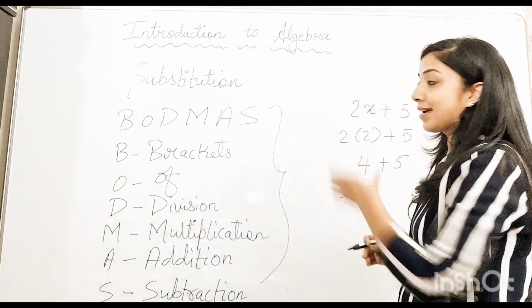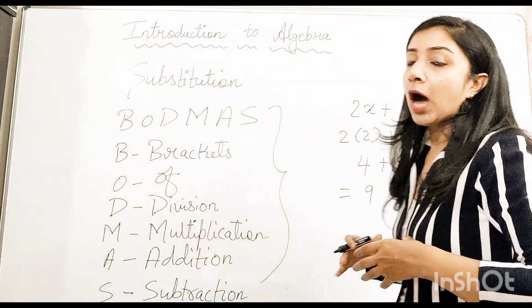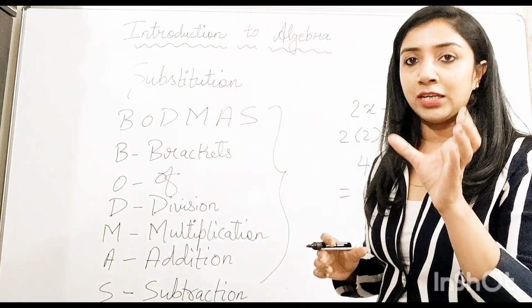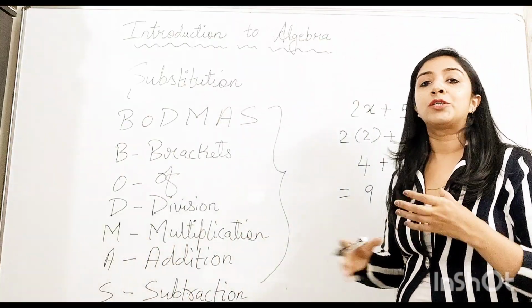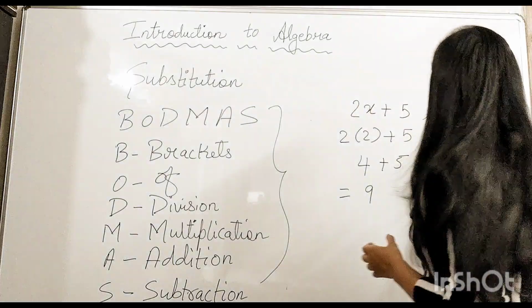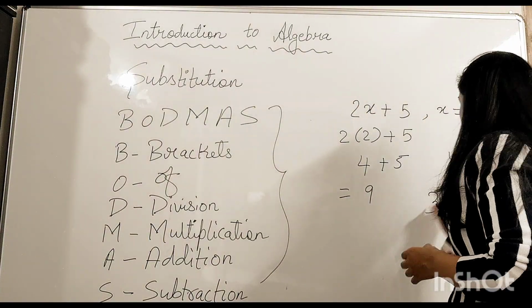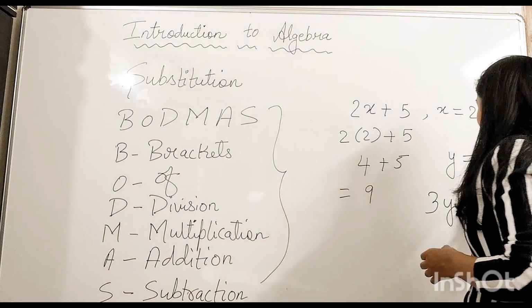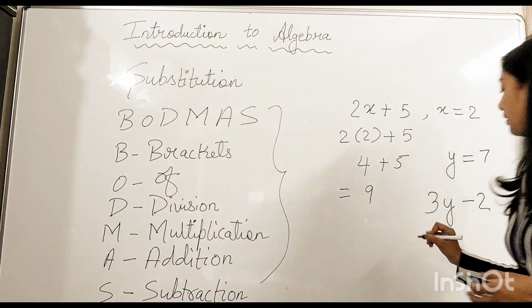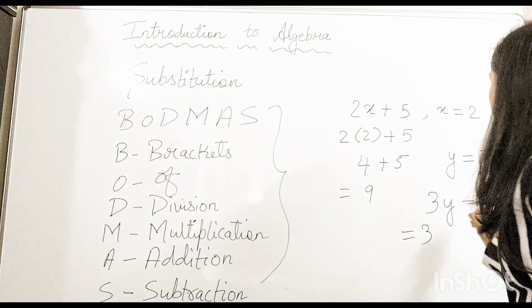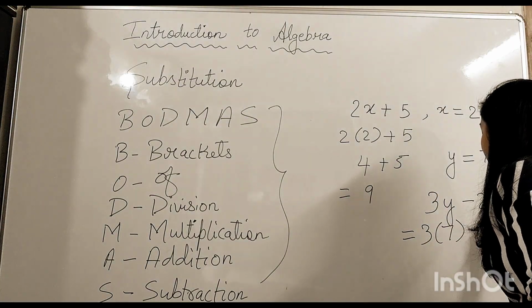Okay, now let's start with the substitution, where we need to understand how to calculate the value of a variable. If the value of the variable is already given, how are we going to solve the sum? Suppose y is 7 and the question is 3y minus 2. So what is the value of y here? 7. So 3 multiplied by 7 minus 2.